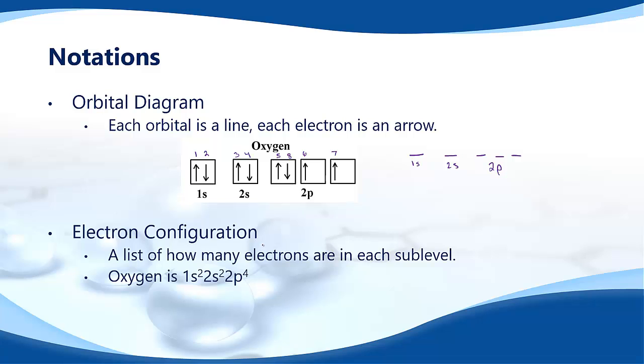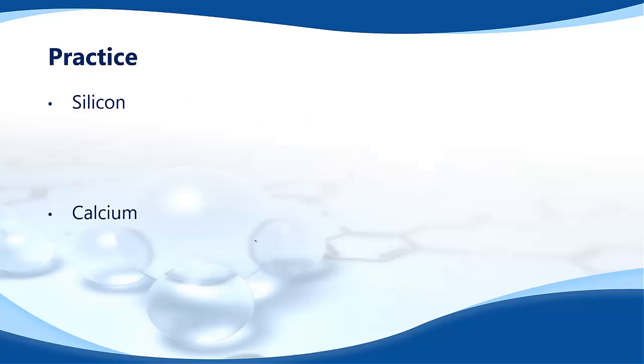So what I want you guys to do is try a couple of these. Silicon, calcium, figure out how many electrons they have, follow the 3 rules, give both the orbital diagram and the electron configuration. Pause the video to do this, and then once you think you have an answer, pick the video back up and I'm going to go over these.